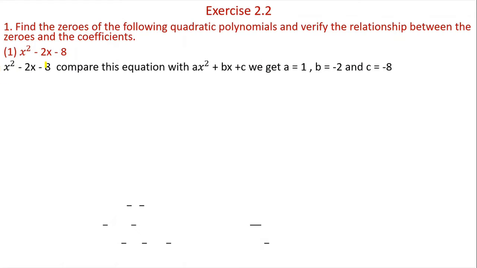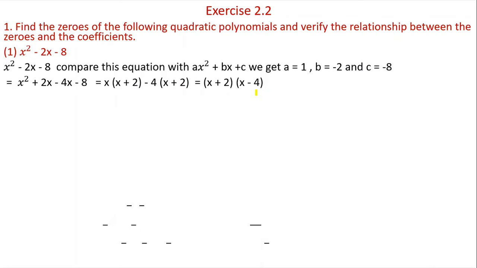So I want to split this minus 2x into two terms such that the sum of those two terms is equal to minus 2x, and the product of the two terms is equal to x square into minus 8. Now I can split x square minus 2x minus 8 as x square plus 2x minus 4x minus 8. So if I take x as common, I am getting x plus 2, and if I take minus 4 as common, I am getting x plus 2. So from this, again I am taking x plus 2 as common, then x plus 2 into x minus 4.